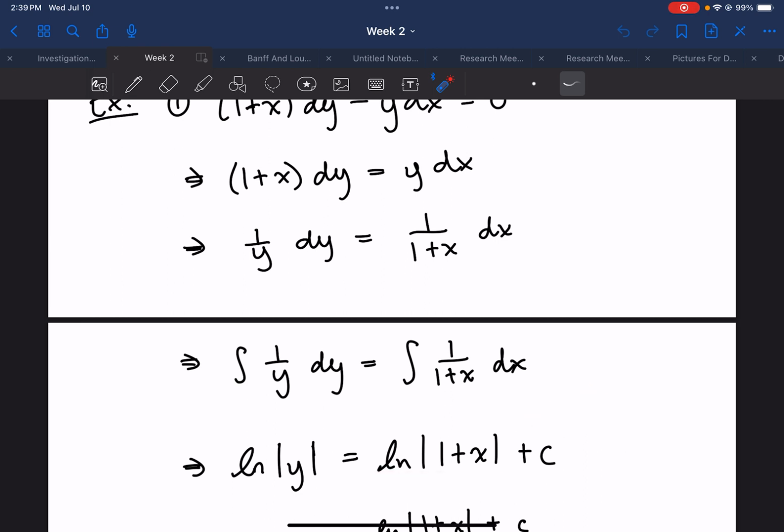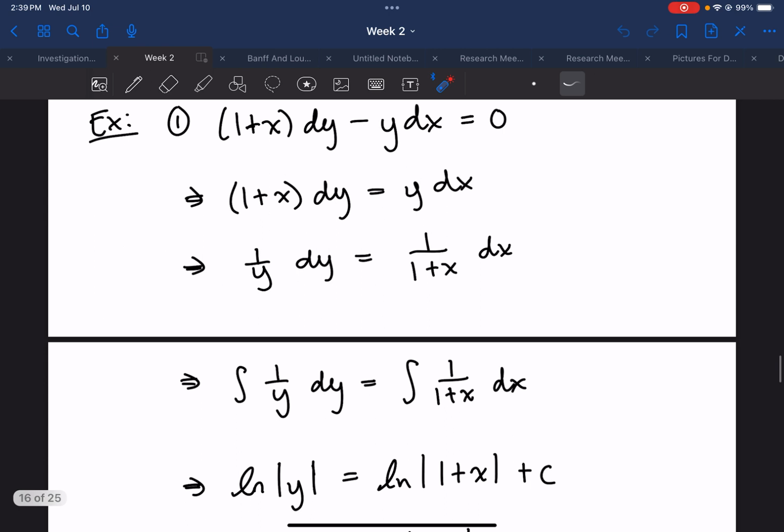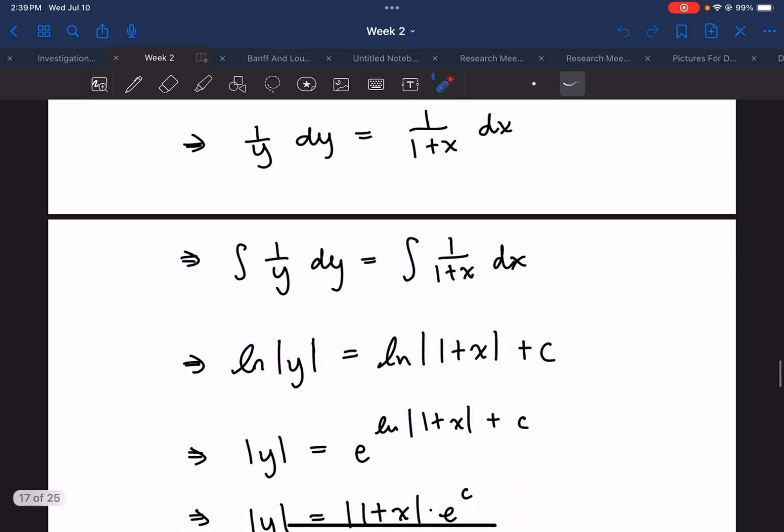That's how we get here. And then, like we said earlier, you get a constant of integration on both sides, but those can be condensed into one single constant of integration. So we get the natural log of absolute value y equals the natural log of absolute value 1 plus x plus c. And we can take exponentials on both sides.